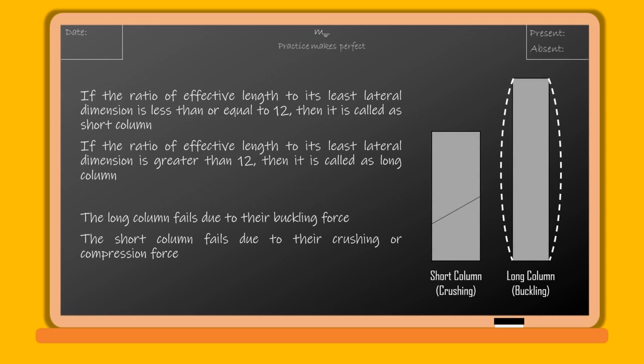If the ratio of effective length to its least lateral dimension is less than or equal to 12, then it is called a short column. If the ratio of effective length to its least lateral dimension is greater than 12, then it is called a long column. The long column fails due to buckling force. The short column fails due to crushing or compression force.